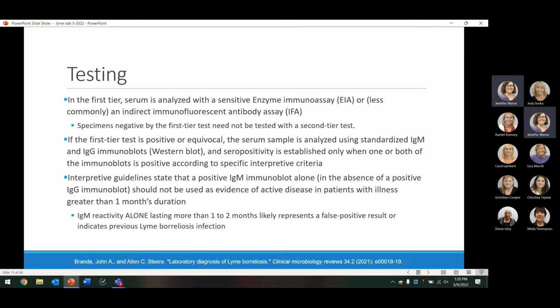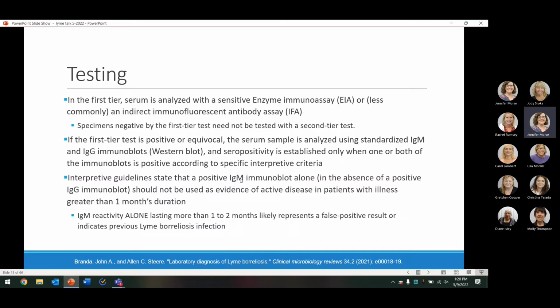I'm going to talk a little bit more about how these tests work in a minute. But if it's negative, then you're done. If it's positive, then you go on to the Western blot test or the immunoblot test. So it's typically then tested for both IgM and IgG antibodies in the Western blot.